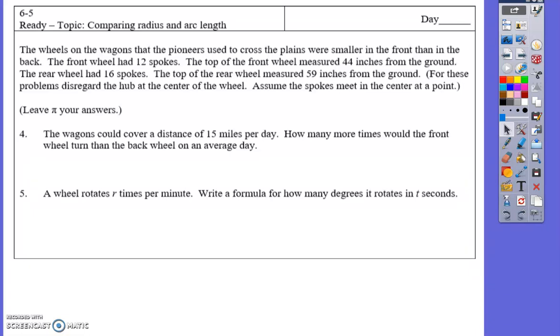Okay, so we're on the second half of 6.5. We have the rest of the wagon wheel warm-up. Front wheel has 4, that's this. Wagon wheels could cover a distance of 15 miles per day. So what we need to do is convert the feet, the circumference, into miles, or the 15 miles into feet.